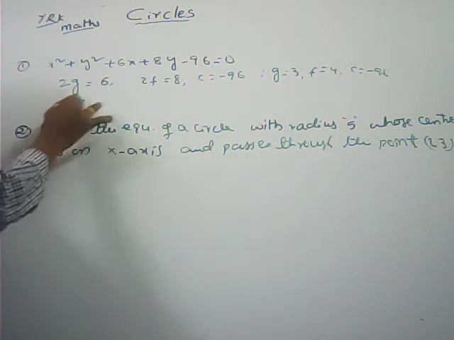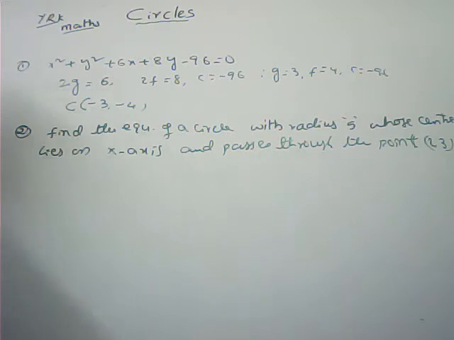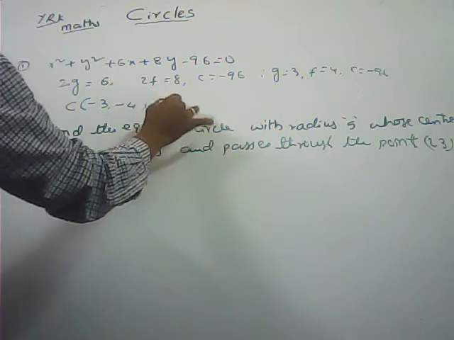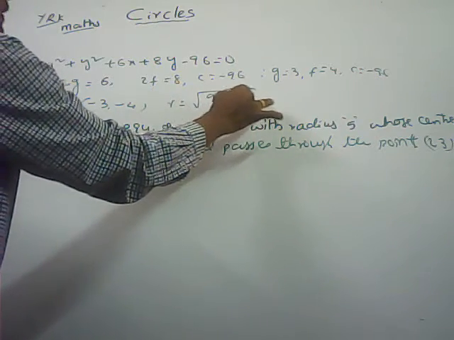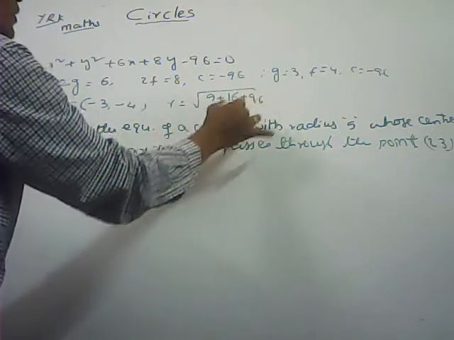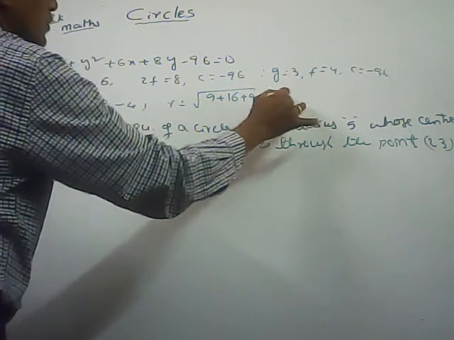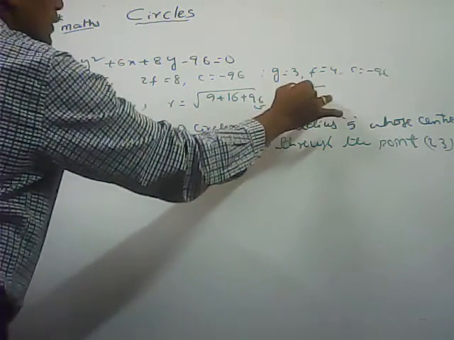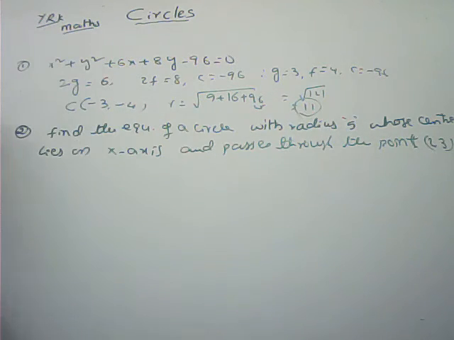What about the center? Minus g, minus f, and the radius is equal to root of g square plus f square minus c. This is 25 plus 96, 121. Square root of 121 is 11. 11 is the radius, and minus 3, minus 4 is the center.